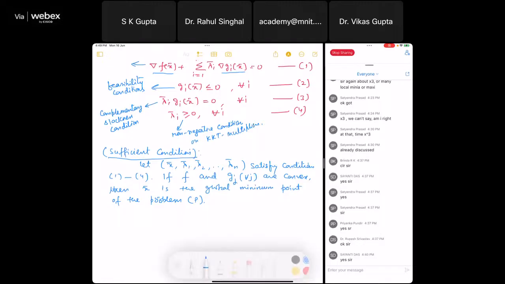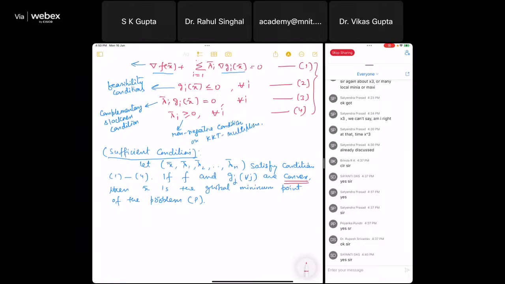So now convexity plays an important role here. If you have convexity, and these four conditions are satisfied at a point x bar, lambda bar, then the point will be the global minimum point of the problem P. Is it clear? So basically, convexity is required to say whether a given point is a global minimum or not.